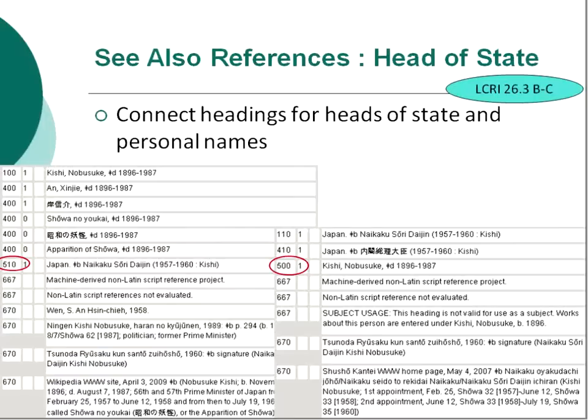So again, this is how the situation is handled when you have a head of state and when the head of state also has private communication, when you need to set up two headings.